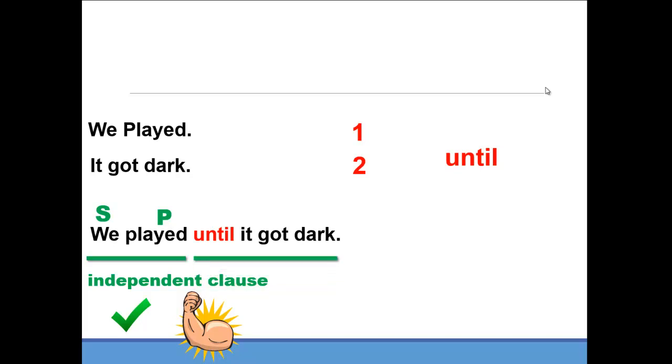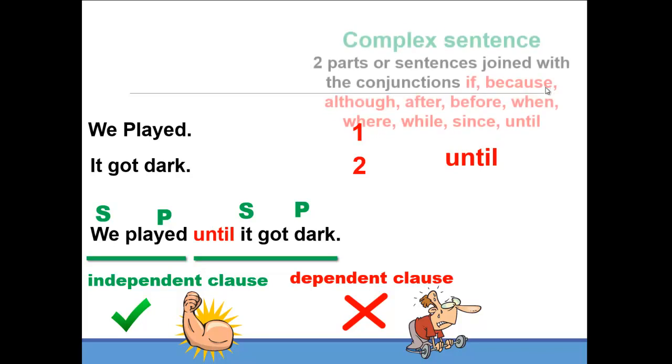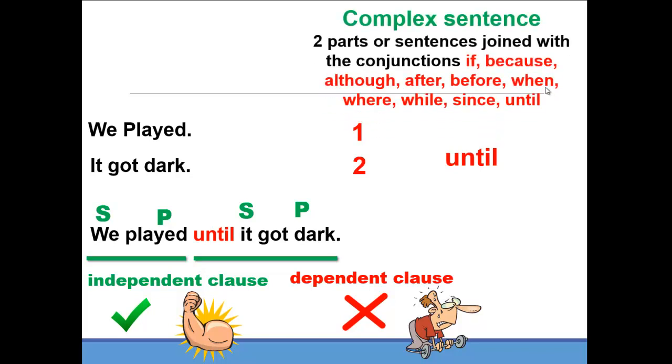Until it got dark. Can I use it alone? Until it got dark. No, it doesn't make any sense. So, it is the subject, got dark is the predicate, but the clause doesn't make any sense, so it is called the dependent clause. Why? Because it depends on the other part. The two parts make up a complex sentence.